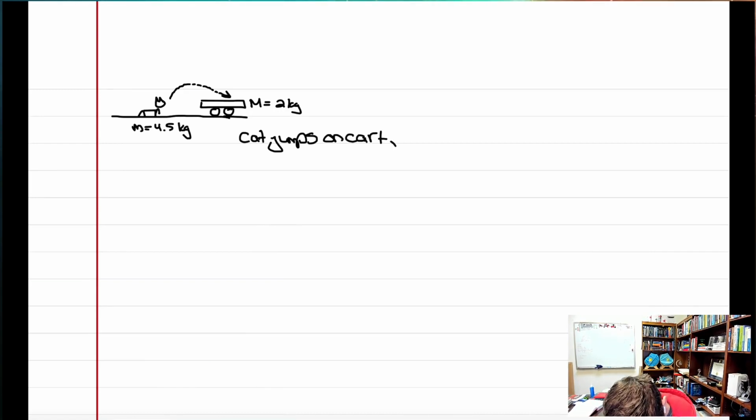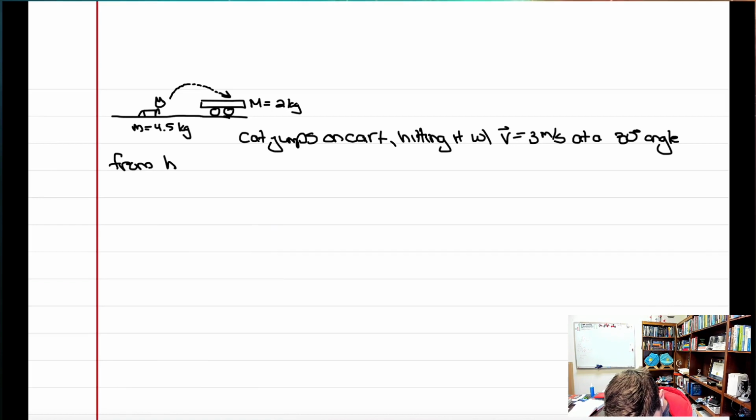So cat jumps on cart, hitting it with V of 3 meters per second at a 30-degree angle from the horizontal. So in that case, this kind of ends up being his velocity vector right before he hits the cart, and that's the angle that he hits it with. And the question, what is the resulting motion of cat plus cart?